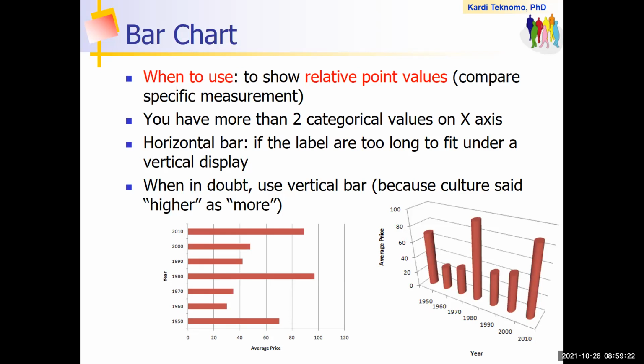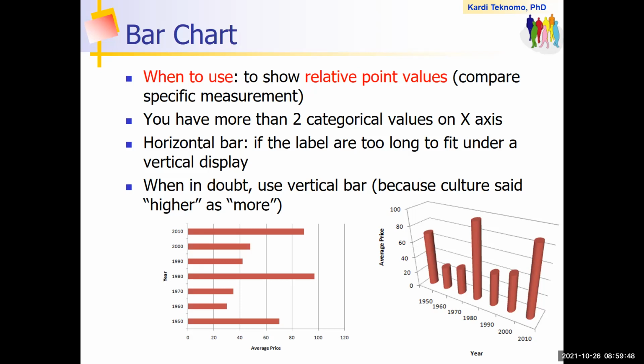Next is bar chart. When are you going to use bar chart? Again, bar chart will show relative points, relative point compared to specific measurement. So you use bar chart if you have more than two categorical values on the X.